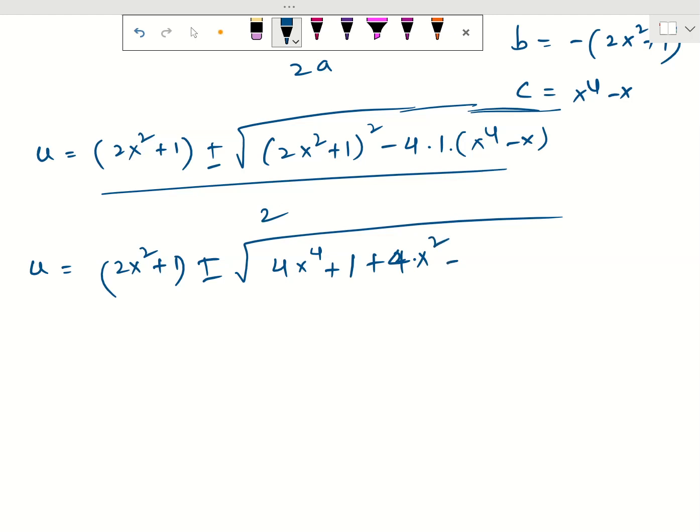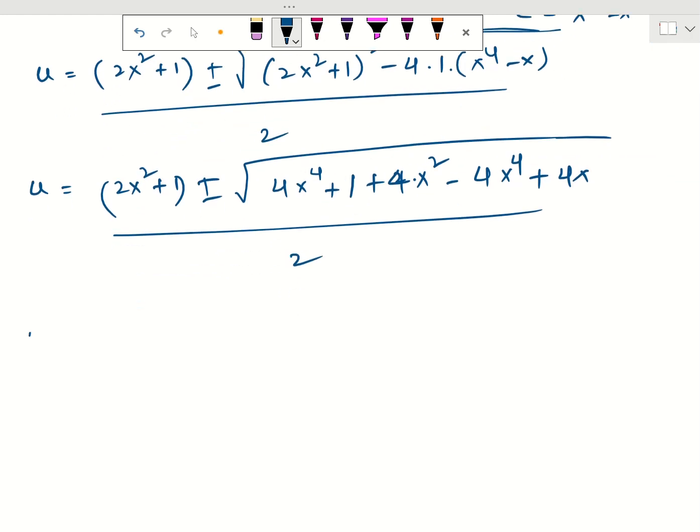And here if we multiply this one, then it is 4 to the power of x to the power of 4. Minus minus into minus is plus, then it is 4x, so dividing by 2. And if we solve this one further, the term 4x to the power of 4 and 4x to the power of 4 will get cancelled, and we'll be having 2x square plus 1 plus or minus.